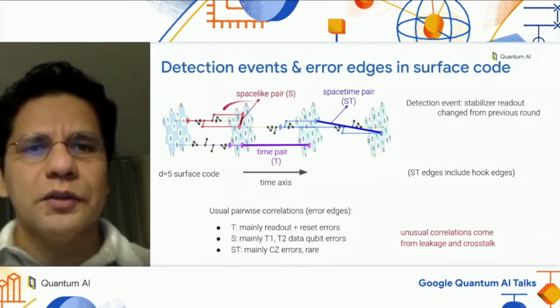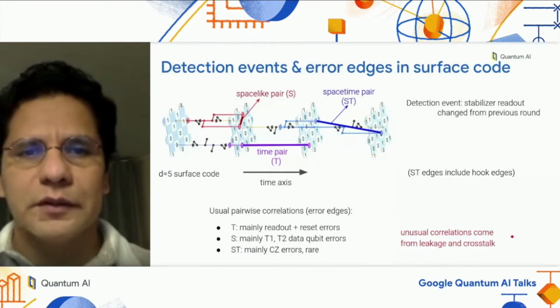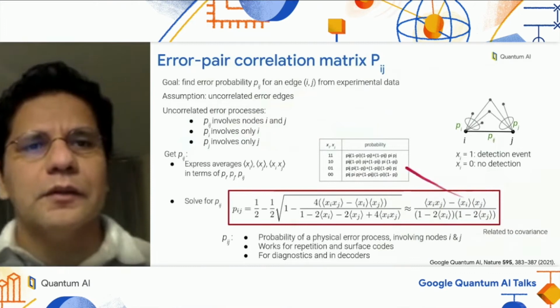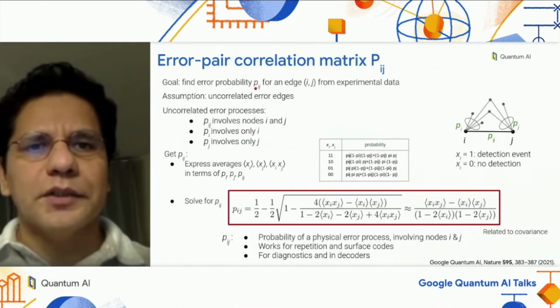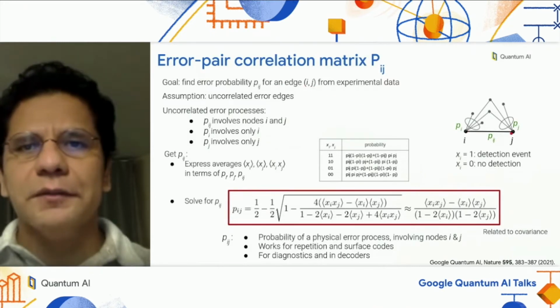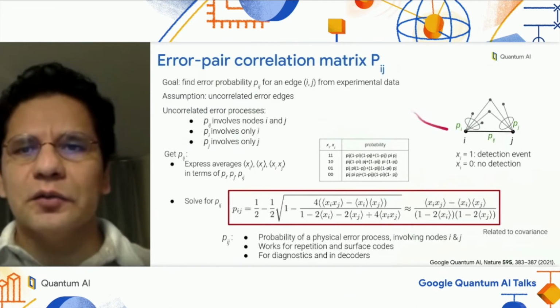In addition to these usual error edges, we also find unusual correlations coming from leakage and crosstalk in our experiments. So we have this problem: how to find the error probability Pij for an arbitrary edge between two nodes i and j. And ideally, we would like to find these probabilities from experimental data, and this is our goal.